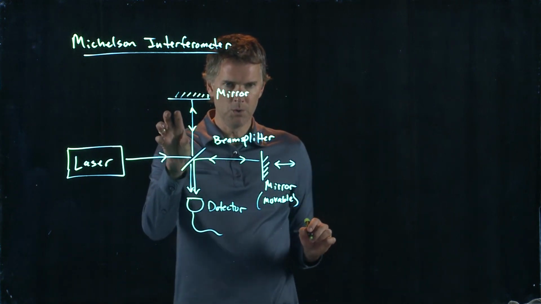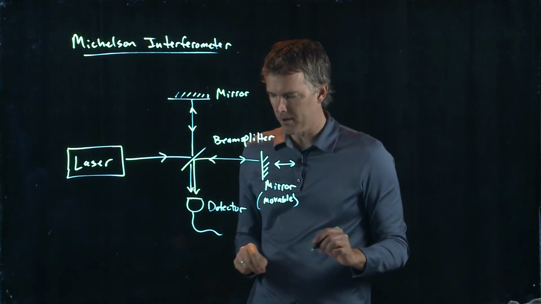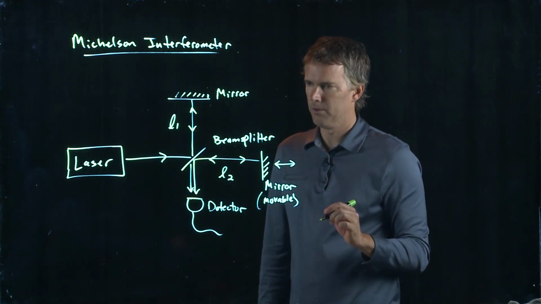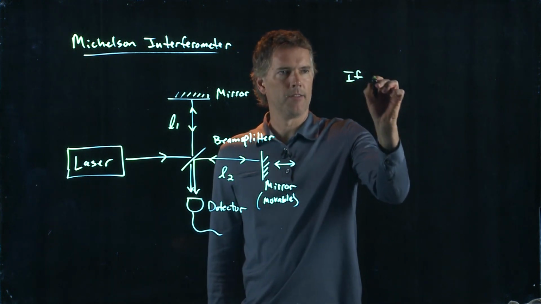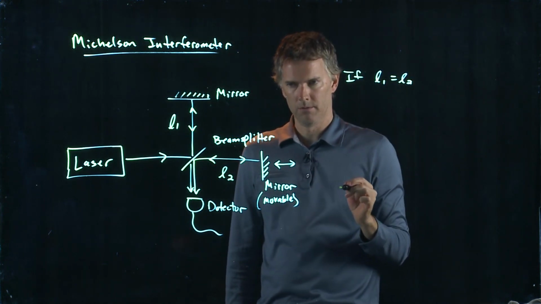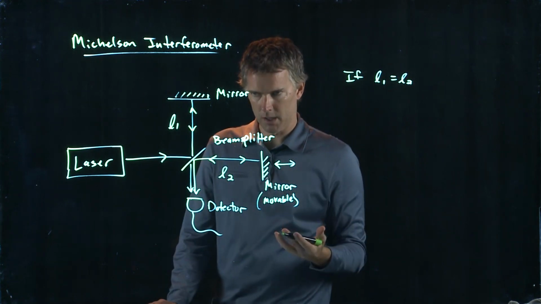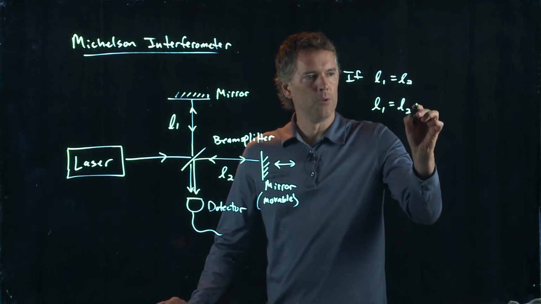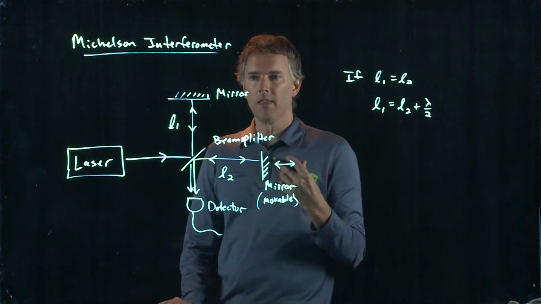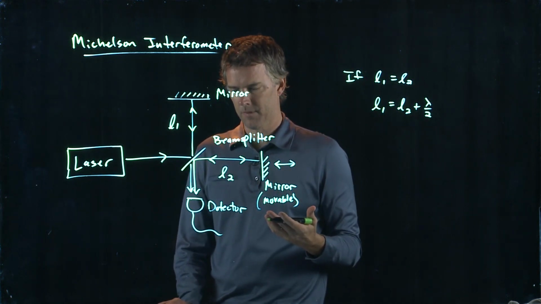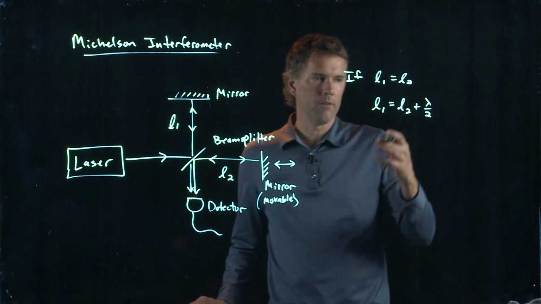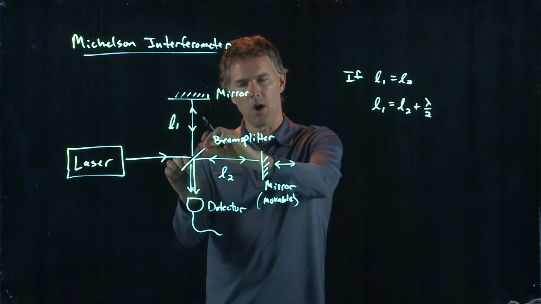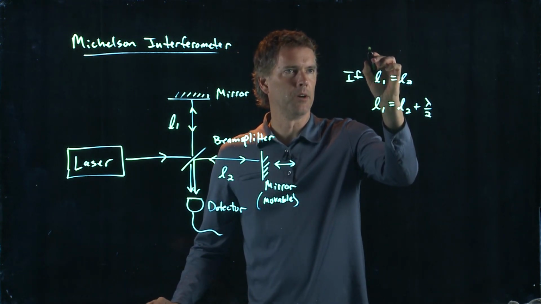So if I think about the two arms of this interferometer, I can consider the two lengths, L1 and L2. And if we have L1 equal to L2, then we get a certain condition. And if we have L1 equal to L2 plus a half wavelength, then we get a different condition. Okay? And one of these is constructive and one of them is destructive, and it depends on the reflection from the beam splitter.